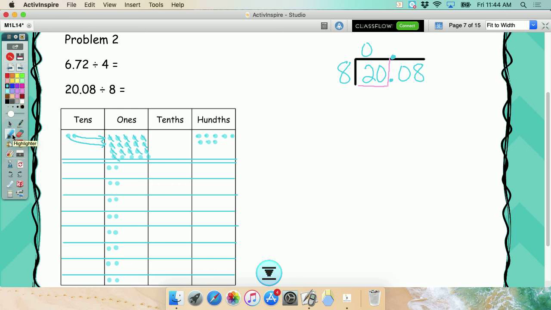Yikes, I don't want to move 4 of those over. Oh well. Let's write the standard algorithm first. So we say there are 2, whoops, I'm with the highlighter here. We say there are 2 in each group. 2 times 8 is 16. 20 minus 16 is 4. Is 4 less than my divisor? Yes. Bring down my 0. Okay, so we've got to figure out a way to fit 40 in there.